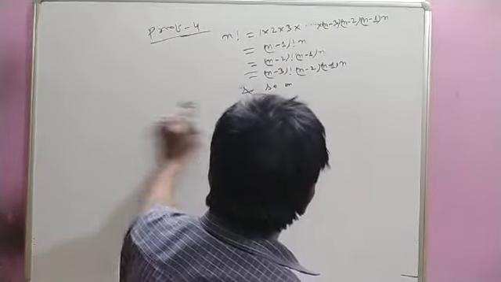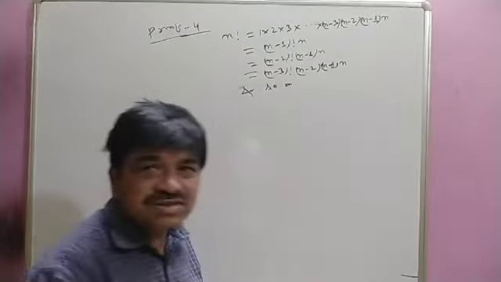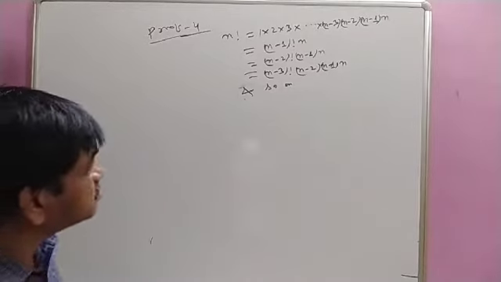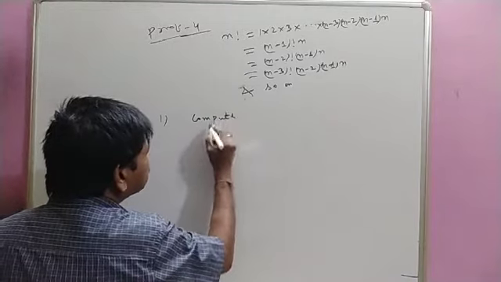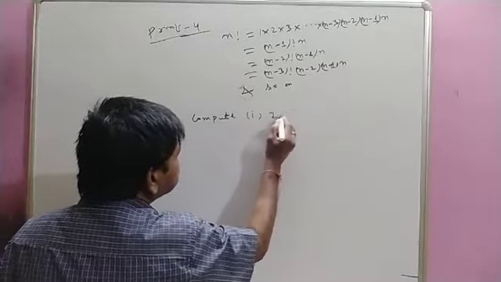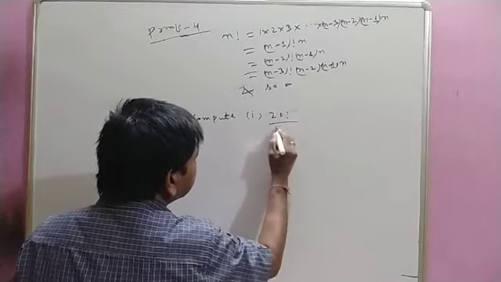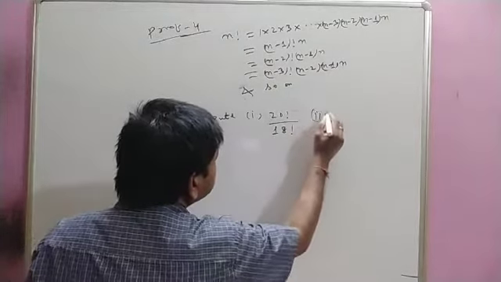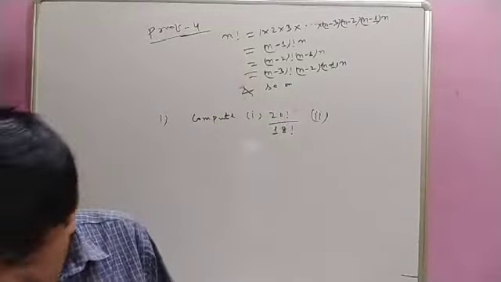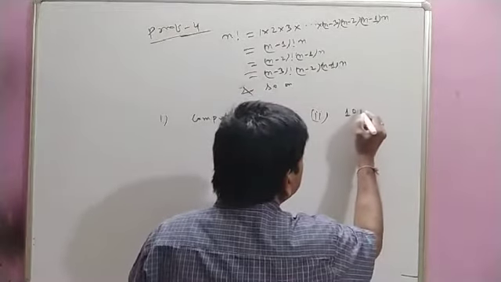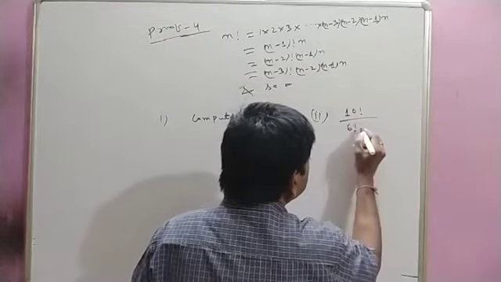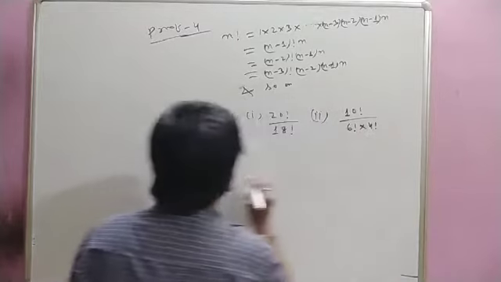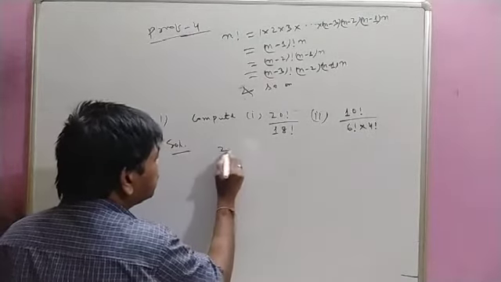So now we shall discuss some problems based on this formula. Let us discuss question 1. Compute: first, 20 factorial divided by 18 factorial. And the second bit is 10 factorial divided by 6 factorial into 4 factorial. Okay, so let us write the solution for this.